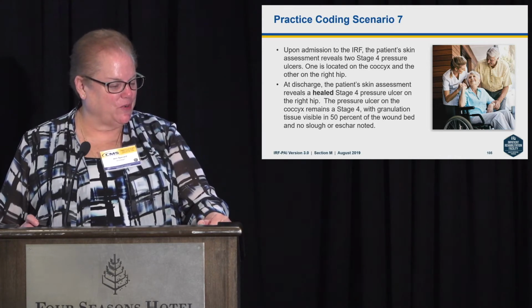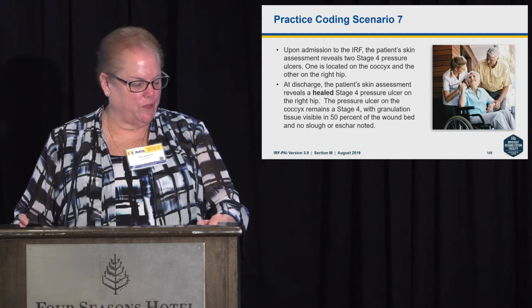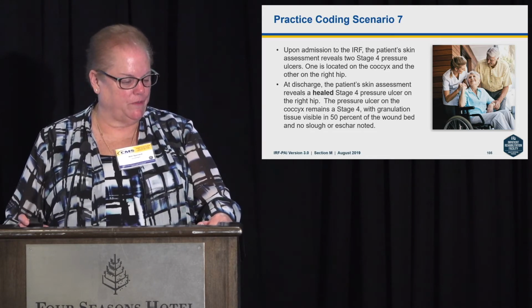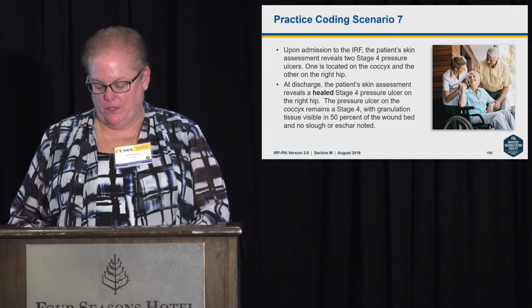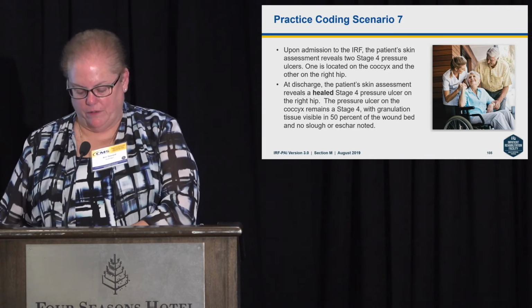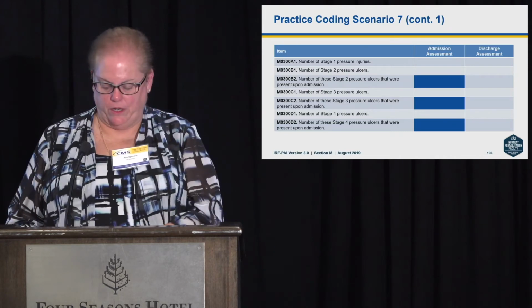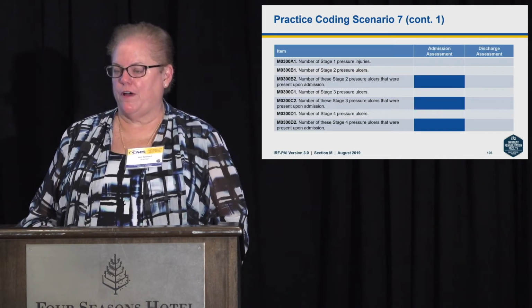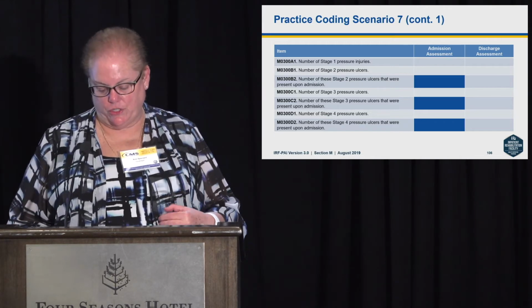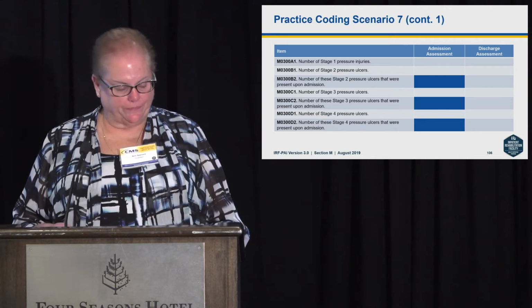The pressure ulcer on the coccyx remains a stage 4 with granulating tissue visible in 50% of the wound bed, and no slough or eschar is noted. So in taking this scenario, let's look at our coding. Imagine you have your coding sheets in front of you, so let's follow along, and then you can make any corrections, and then we'll talk about the rationale.